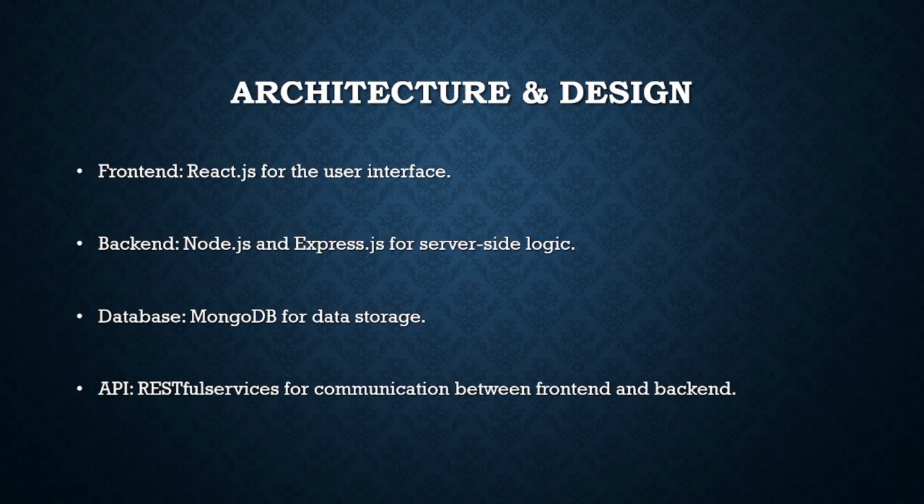Architecture and design. The front end is mainly created with React.js for the user interface, and sometimes we also use some basic libraries. For the backend, we use Node.js, and for making a server, we use Express.js. For the database, we are using MongoDB, a non-tabular database that can store a large amount of data.